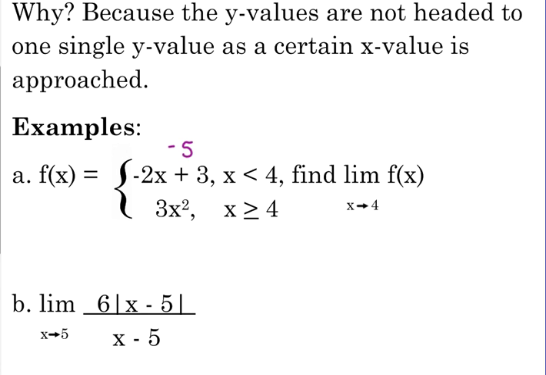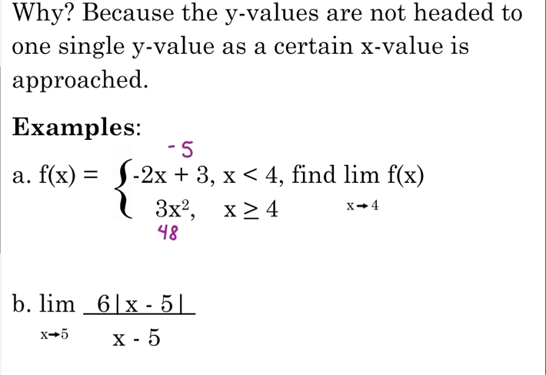Negative 5. We plug in 4. Negative 2 times 4 is negative 8. Plus 3 is negative 5. Okay? How about the right side? When x equals 4, what y value are we approaching? 48. 4 squared is 16. 3 times 16 is 48.